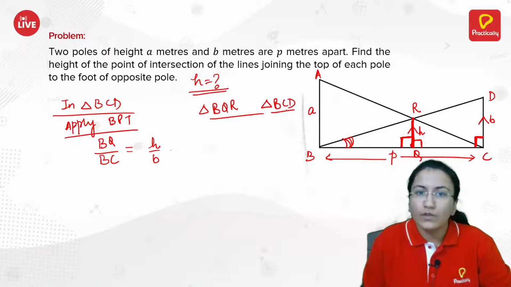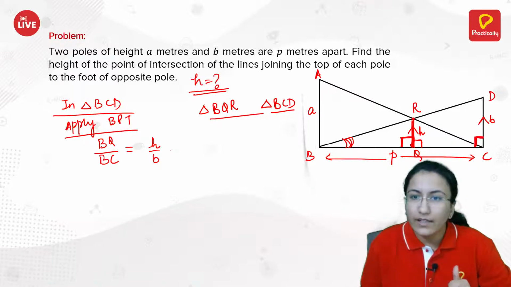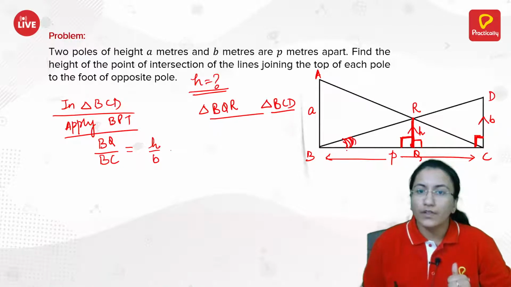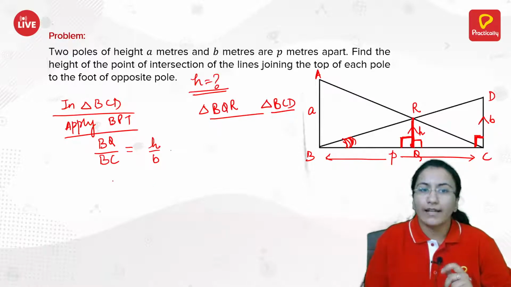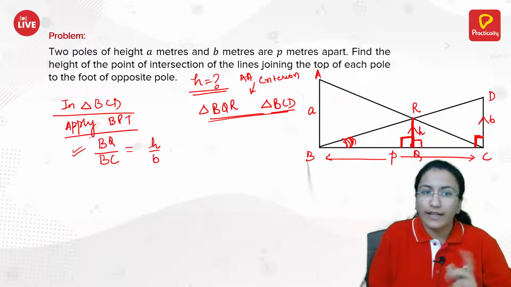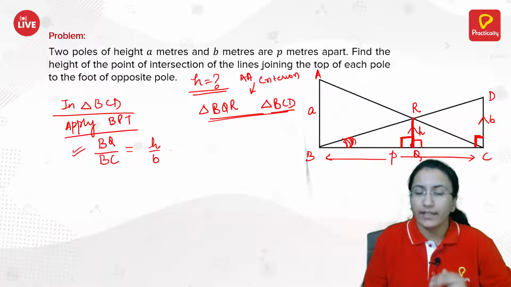You have both these triangles similar. By which criterion? This angle is equal to this angle, and this angle is common to both the triangles. So by AA criterion, you have these as similar. Or by using BPT, you can also write this result. You can derive the same result either by BPT or by AA criterion.